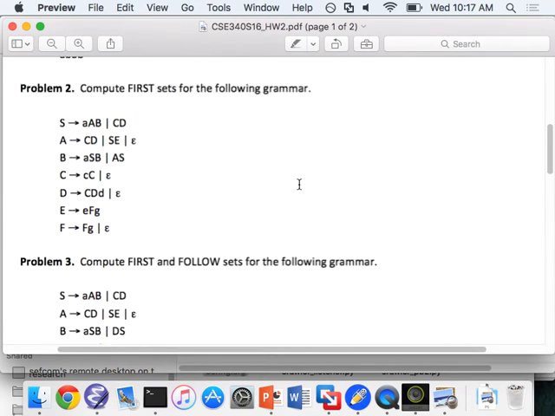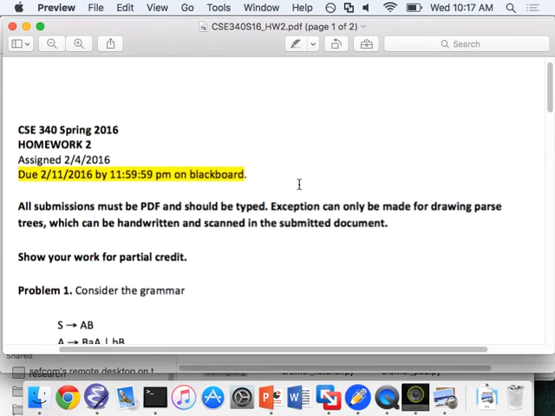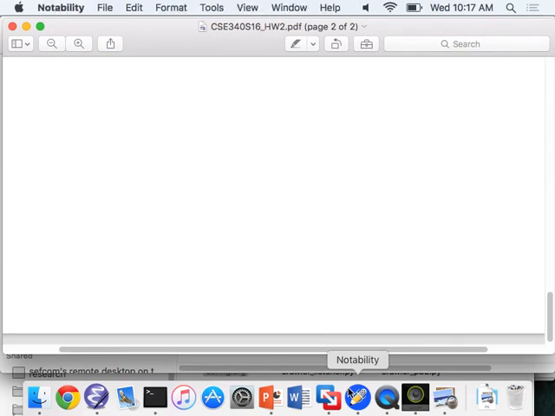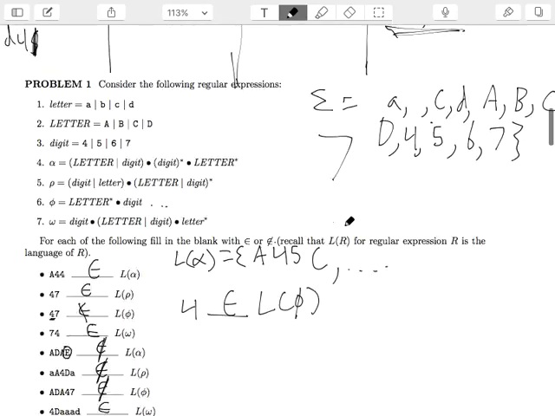Any other questions? Yeah, it says Thursday 3 to 4. Solid choices.